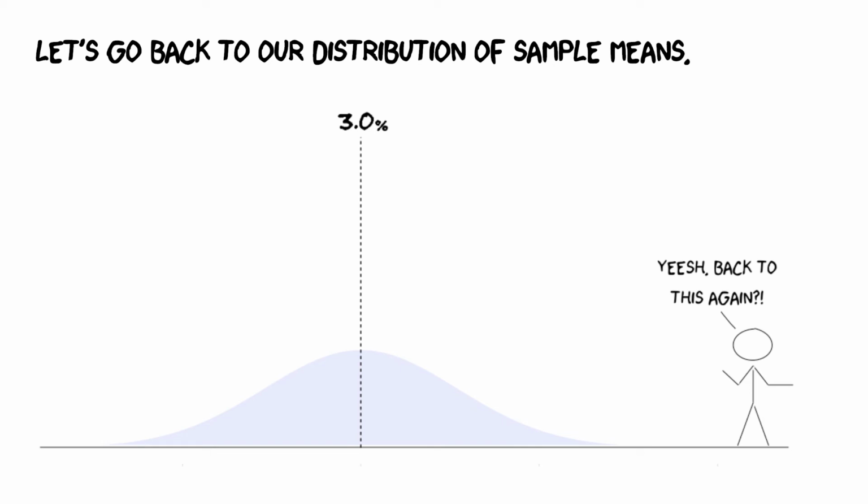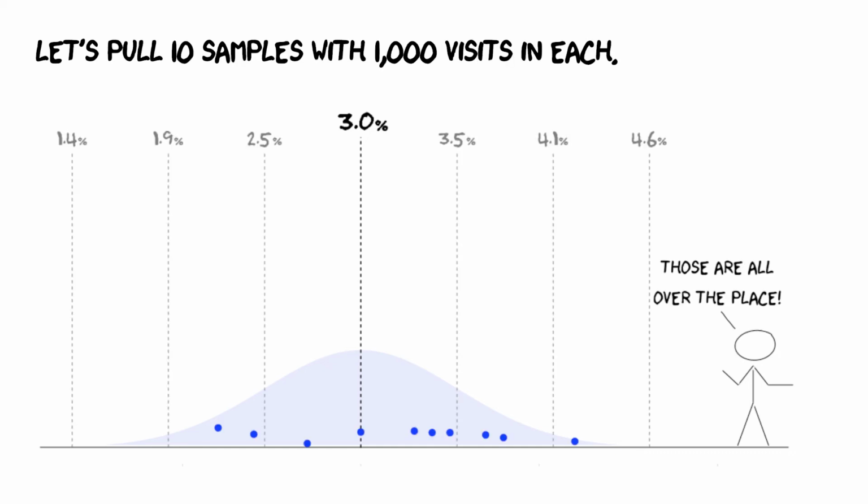So let's go back to our distribution of sample means. And again, we're going to pretend that we know that the reality, the truth of the population, is 3%, and this is the population we're working with that we created of 1,000,000 visits, and then we've got our distribution of sample means below that. Now, I've changed the y-axis here a bit, and the reason why will become apparent in a minute. But we basically have what we were working with all along. So let's pull 10 samples of 1,000 visits each and see where they fall on this distribution. We can see they're kind of scattered all over the place, but these are 10 different samples.